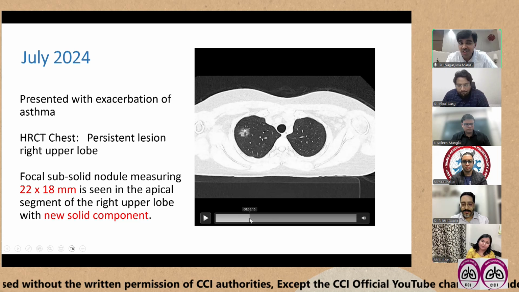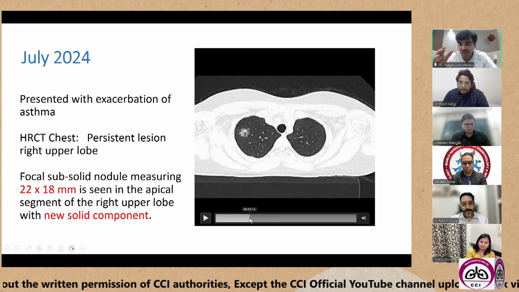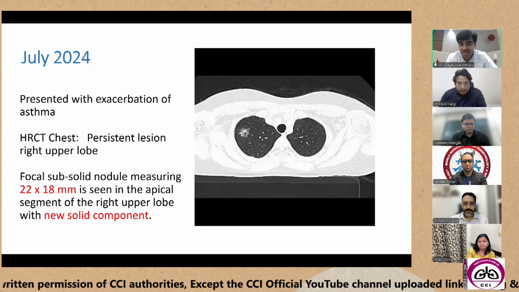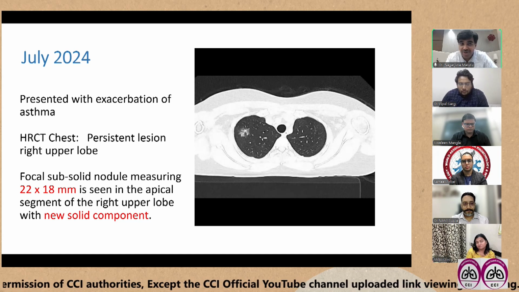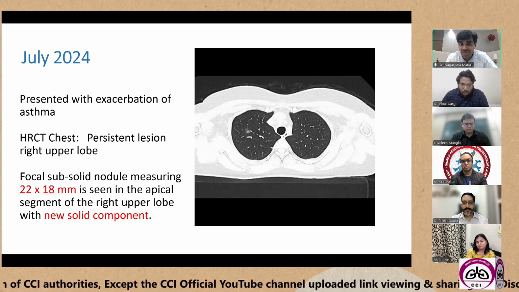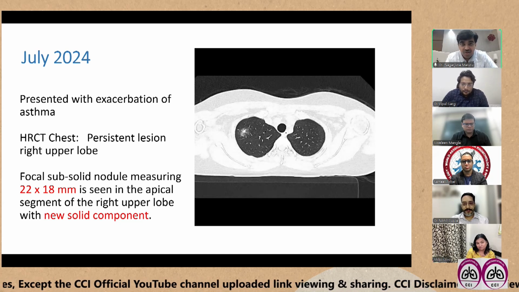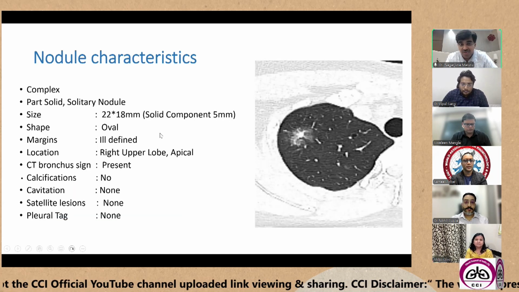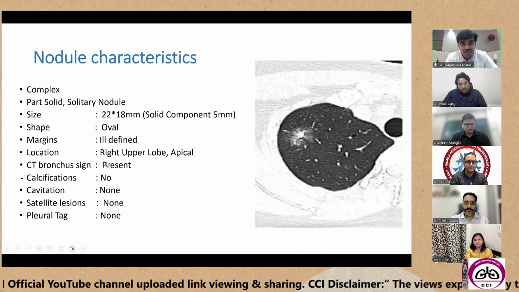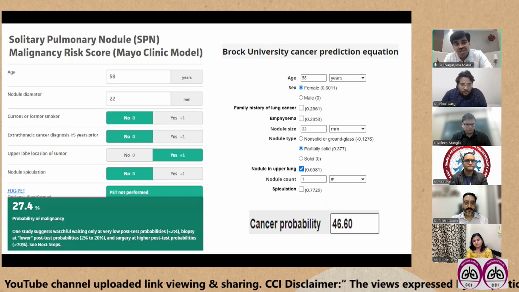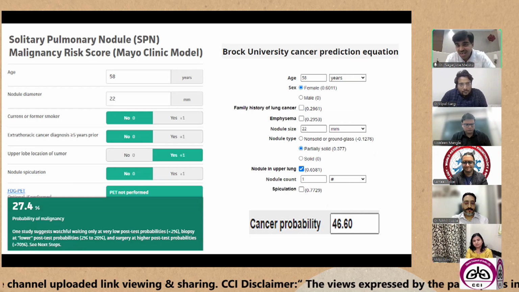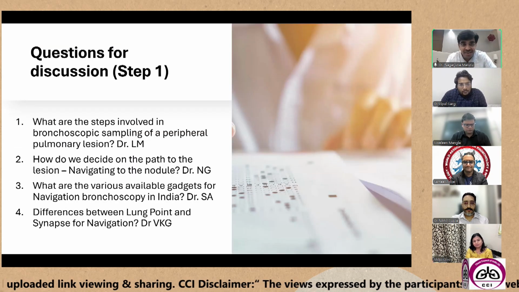Correct. So this is what we call a subsolid nodule, where there's a solid component and a ground glass component. Okay. One year back, it was only pure GGO. Now it has become from pure GGO to a subsolid nodule. So now this is what the features were like. We also used all these Mayo scores, this score, that score, and all. This is more for theoretical reasons.